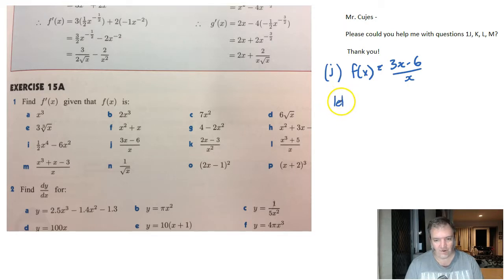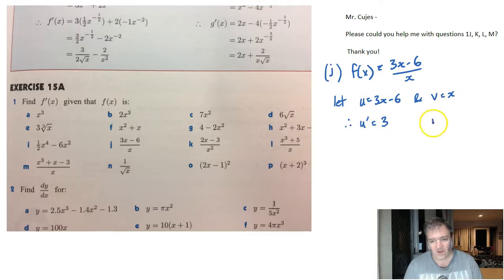We're going to say let the top bit equal u, so let u equal 3x take 6, and v is going to equal x. Therefore, we find the derivative of each part. So u dash, or du dx, whichever way you want to write it, is going to be the derivative of this. Well, that's a constant, so its derivative is 0. And the derivative of 3x is just 3. Here I've got v. What's the derivative of v? Well, that's x to the power of 1. So it becomes 1x to the power of 0, which is 1. So it's just 1. And what else do we need for our quotient rule? We need v squared. And of course, v squared is x squared.